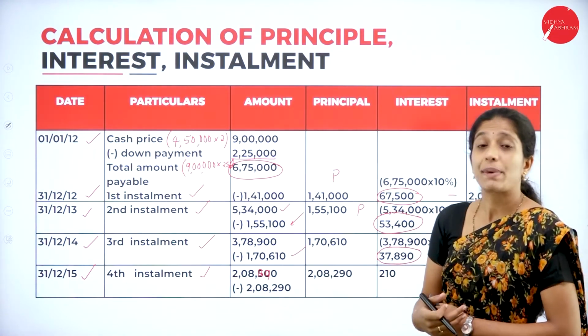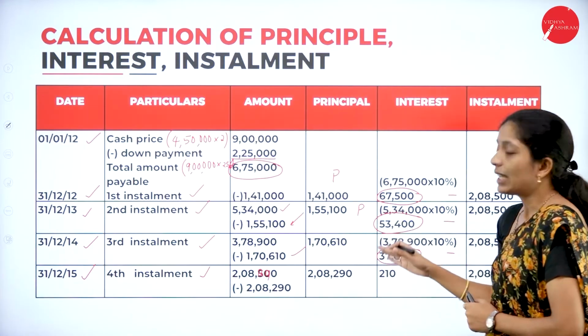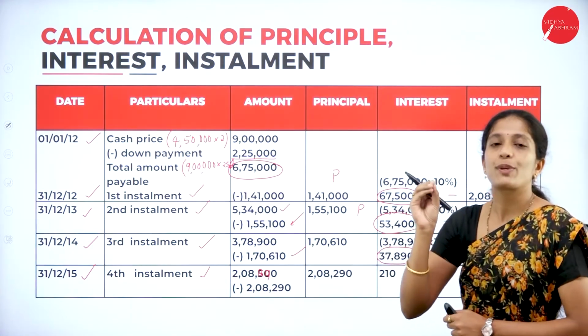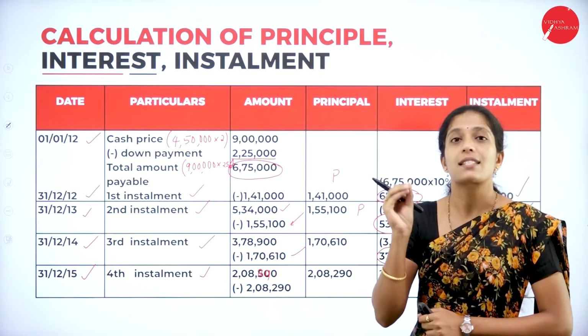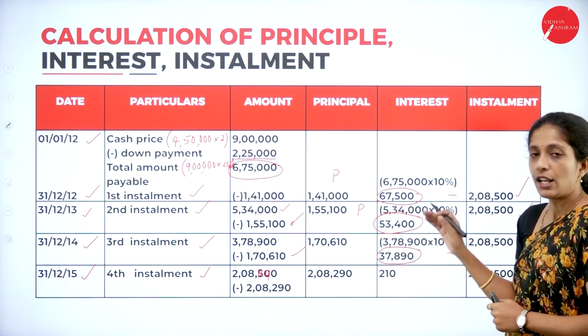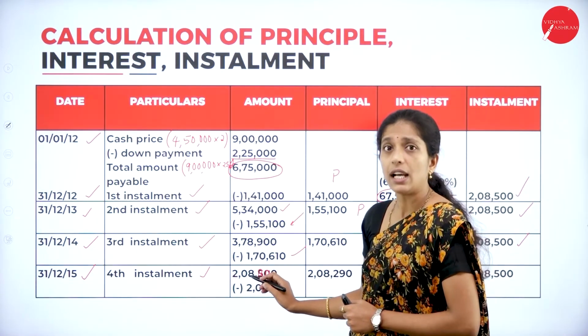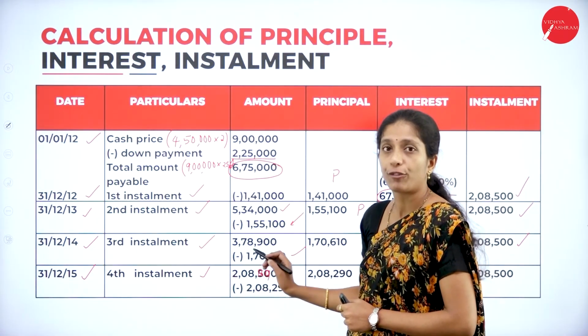So my dear students, be careful in the fourth year. How to calculate interest here? Here the interest will be the difference between the installment amount and the amount payable. So no need to apply the percentage and calculate. So what you have to do? The remaining amount, the amount payable at the beginning of the fourth year, is how much?